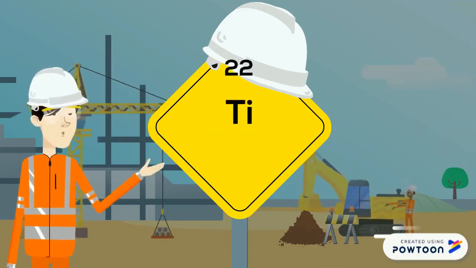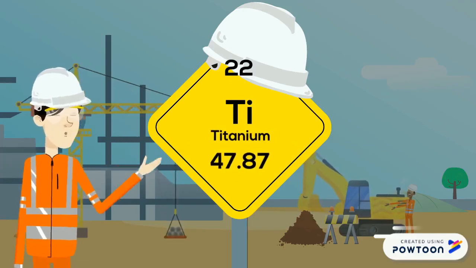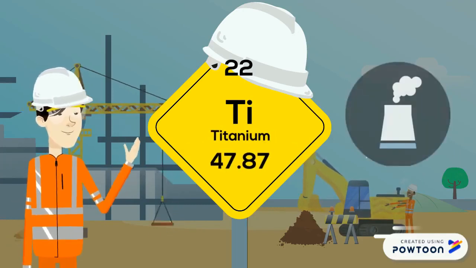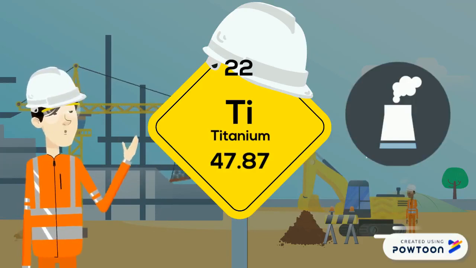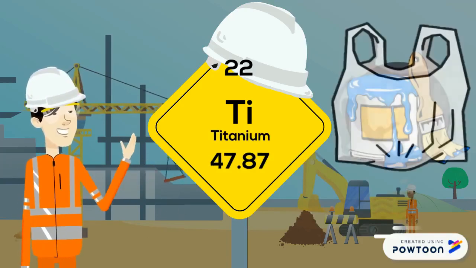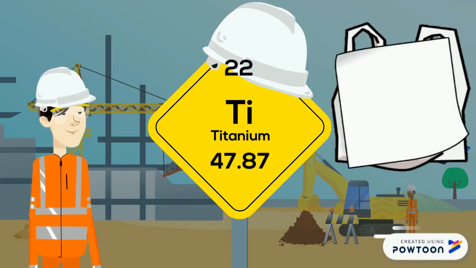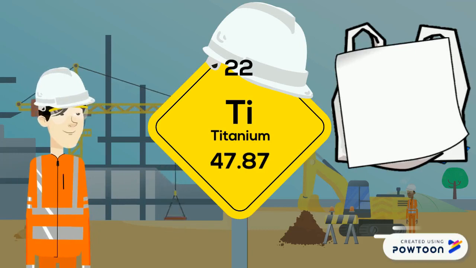Titanium. It is as strong as steel but much less dense. Power plant condensers use titanium pipes because of its resistance to corrosion. It is also extensively used as a pigment in house paint, artist paint, plastic, and paper.